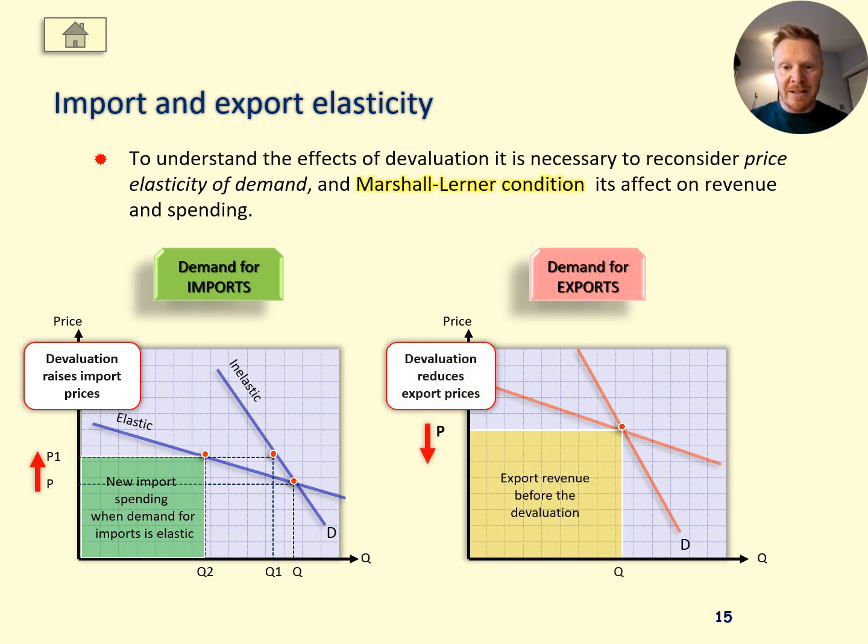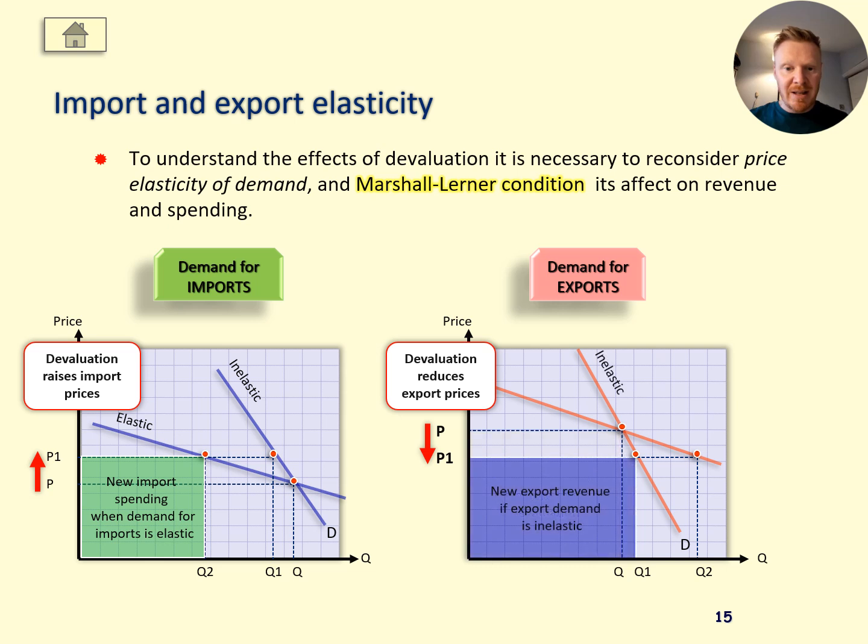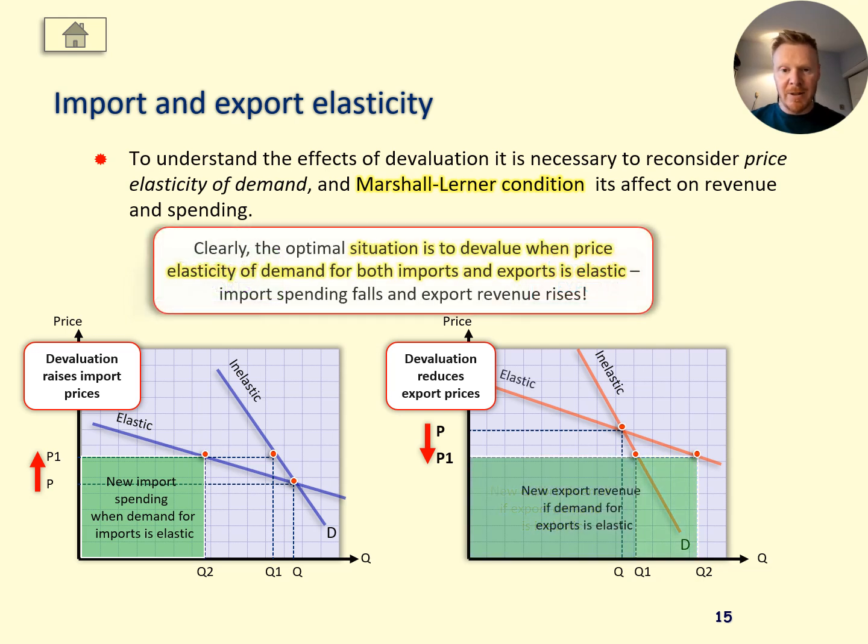Now, we're hoping our devaluation will lead to more value of exports. So devaluation reduces export prices. Here we go. And you can see that new export revenue, if export demand is inelastic, hasn't helped. But if it's elastic, it's helped. So clearly, the optimal situation is to devalue when price elasticity of demand for both imports and exports is elastic. Import spending falls and export revenue rises. Happy days.